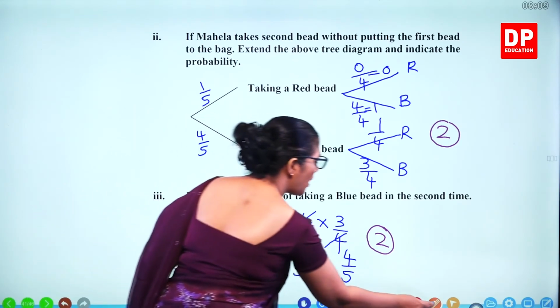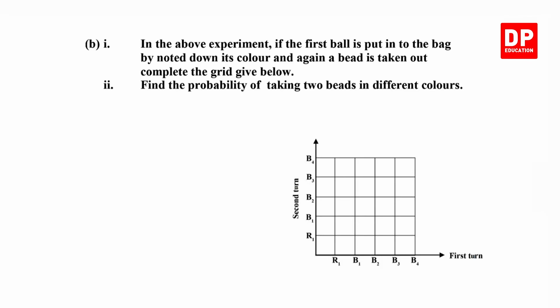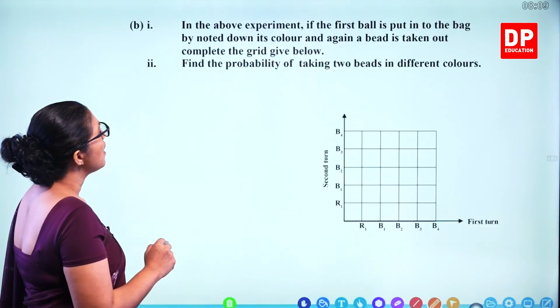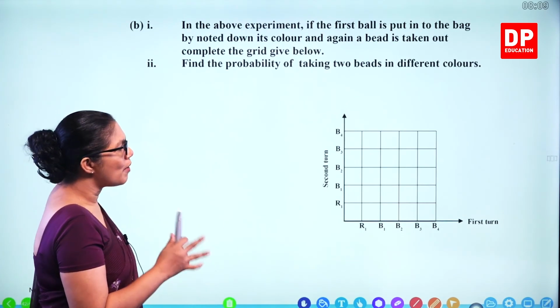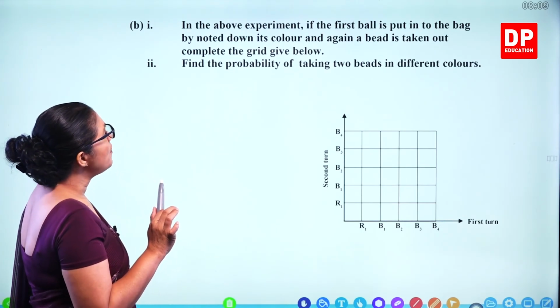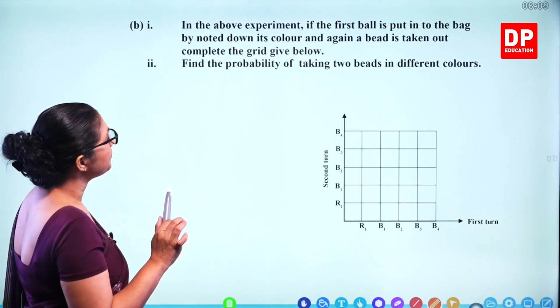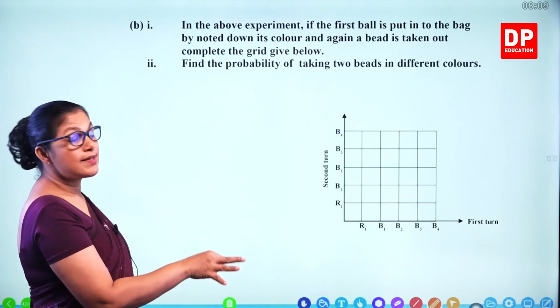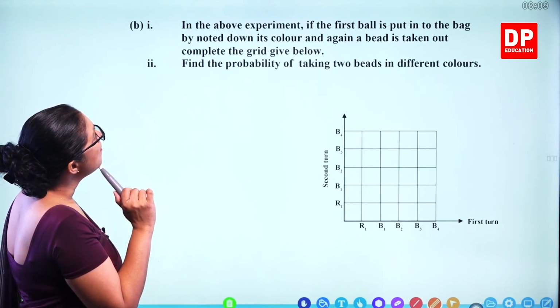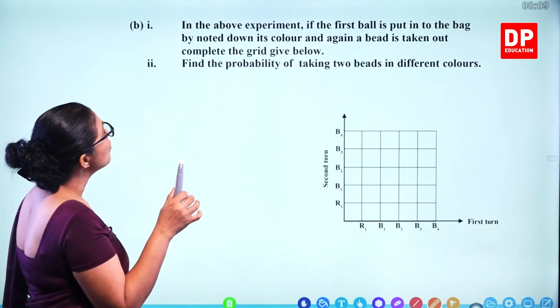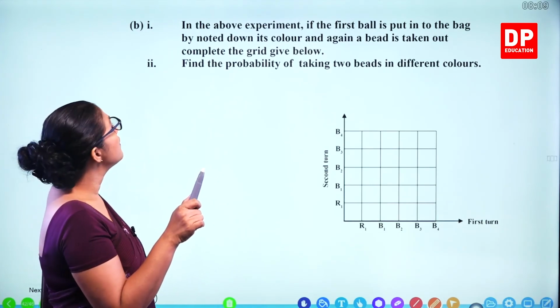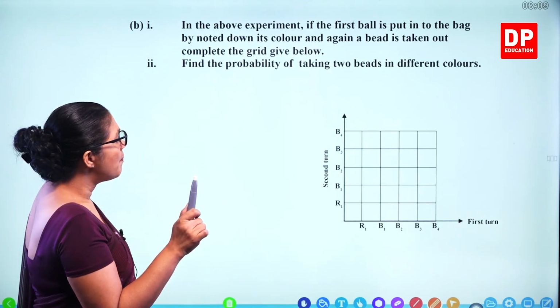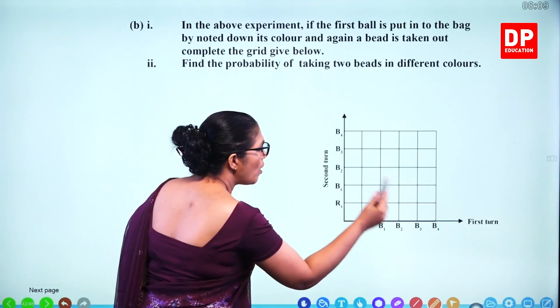Now we'll take the next part. In the above experiment, if the first bead is put into the bag after noting down its color and again a bead is taken out, complete the grid given below. Find the probability of taking 2 beads in different colors. And here this time again bead is taken out, noted down its color and put into the bag. So replacing.